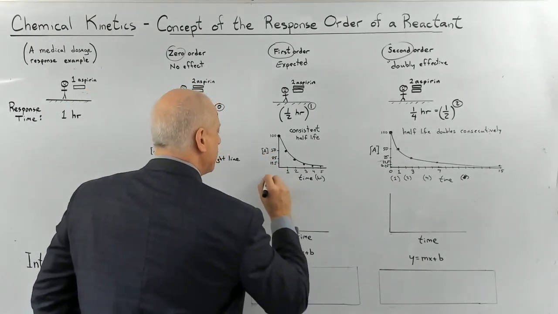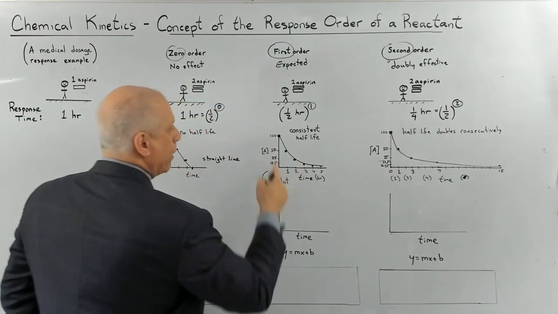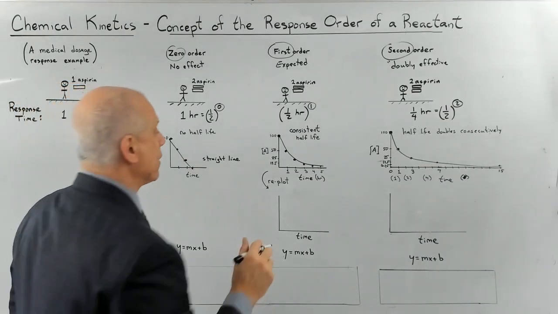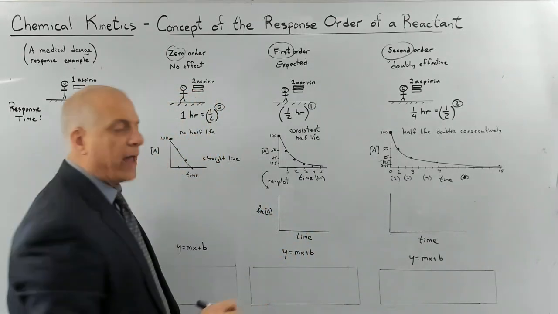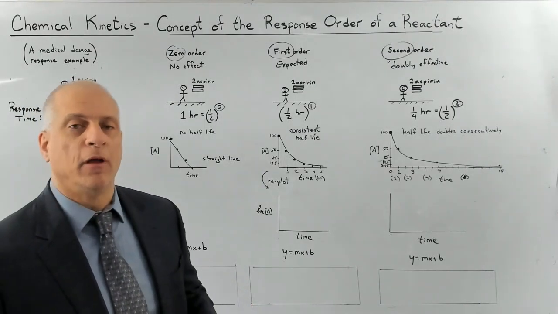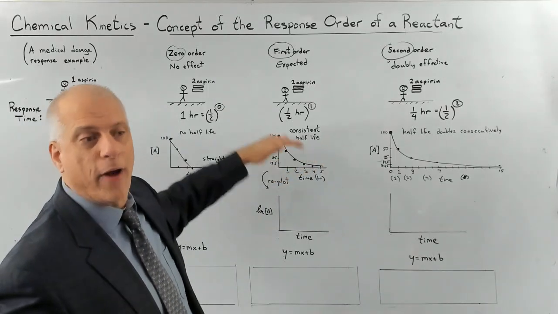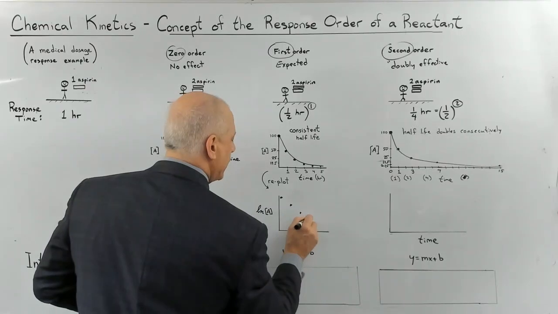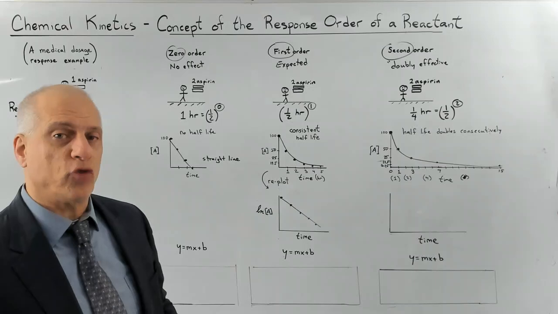We are going to replot this graph, but instead of plotting concentration versus time, we're going to plot natural log of concentration versus time. And if we were to plot those points, that would end up converting this hyperbolic graph into a line. And the line would look something like this. And so that's how we convert it to a straight line.